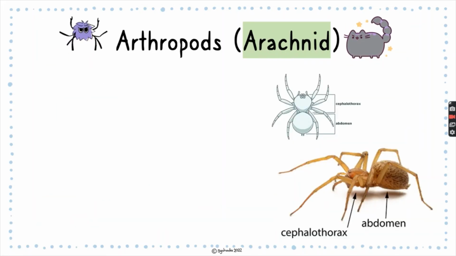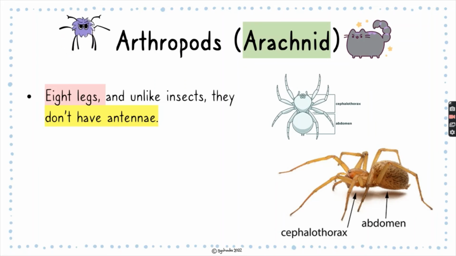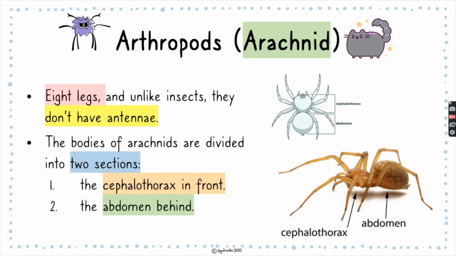Next up, we have arachnids. Arachnids have 8 legs, and unlike insects, they don't have antennae. The bodies of arachnids are divided into 2 sections, the cephalothorax and the abdomen. So right here, the cephalothorax is the first part, and then you have the abdomen behind.